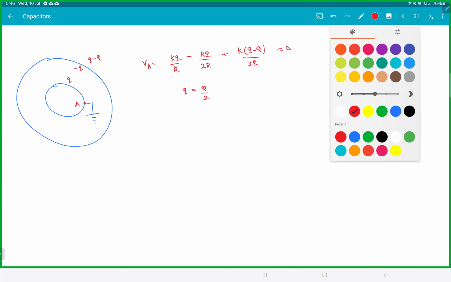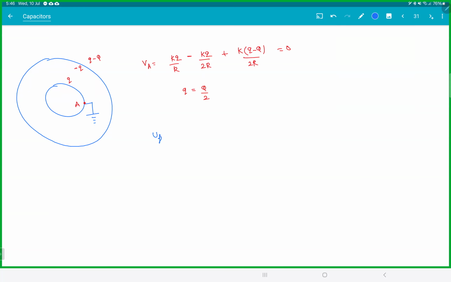We got the charge. So what is the U final energy? Again, same story, Q square by 2C1, that's one capacitor, Q minus capital Q whole square by 2C2. This is the final energy. Therefore, heat produced would be U initial minus U final. It's a pretty good question.